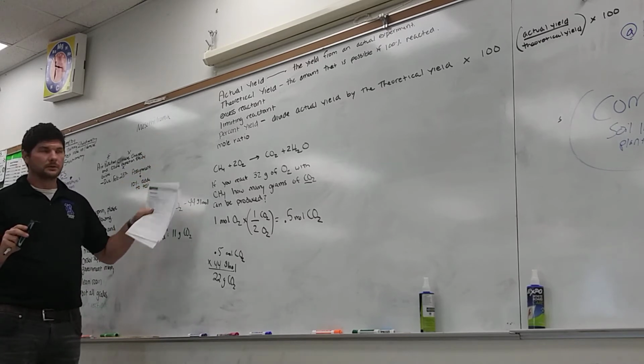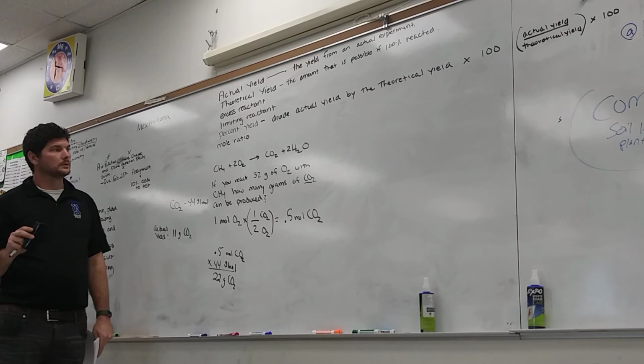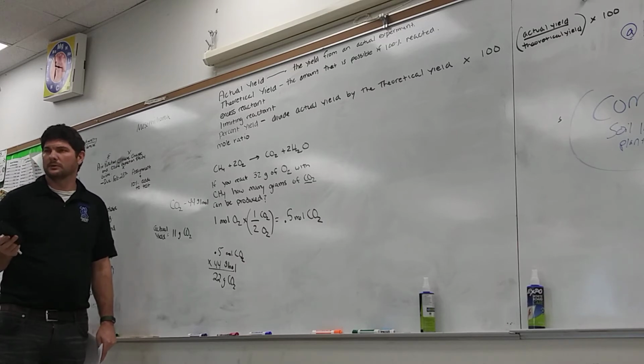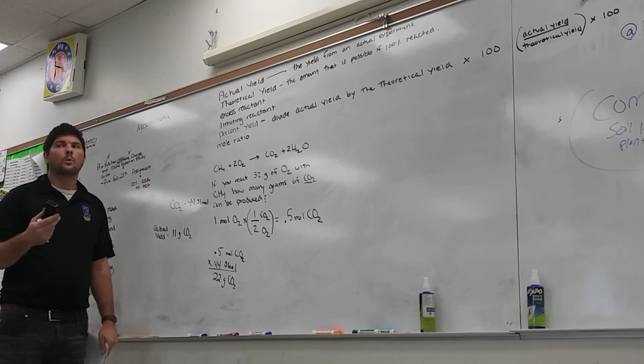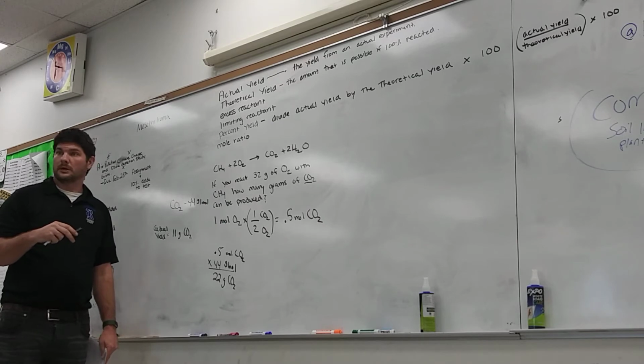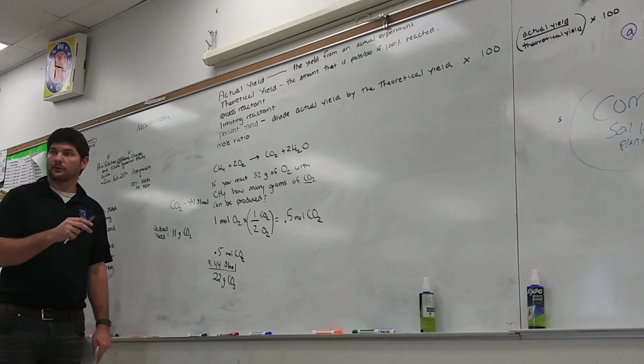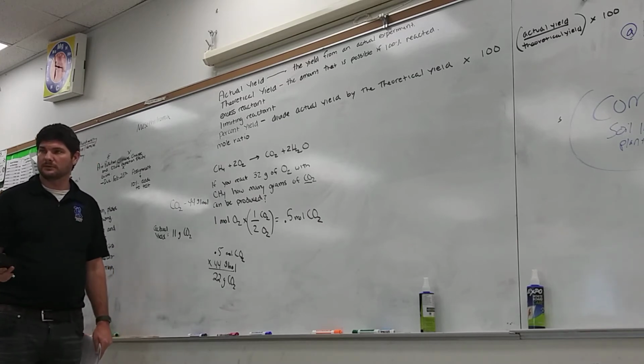Wait, so what did you just do with the slices of bread? It was an example of that. Of limiting or of excess? Both, because one runs out first, and then the excess would be the thing that is left over.